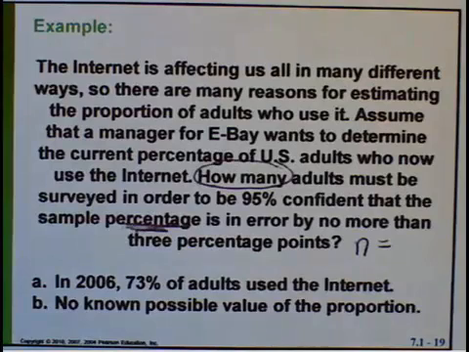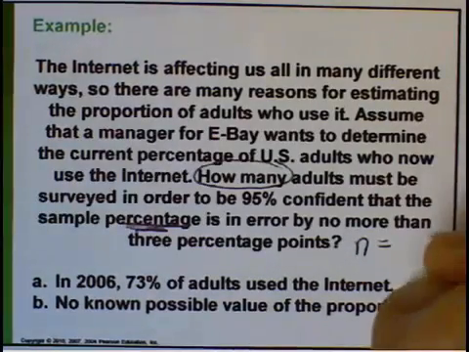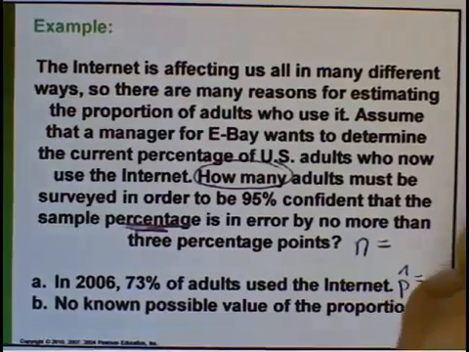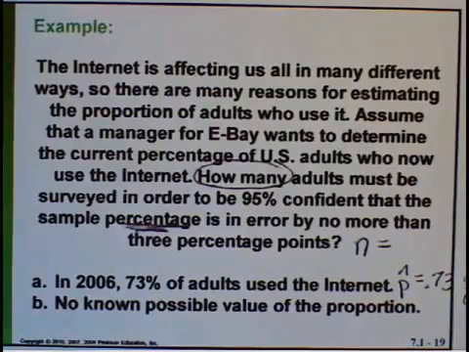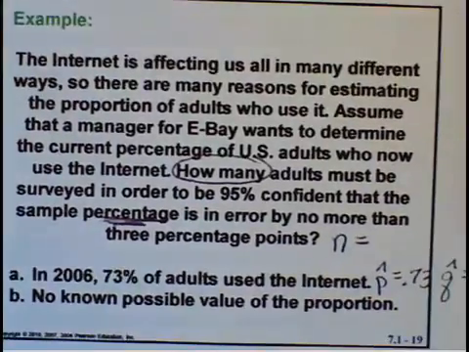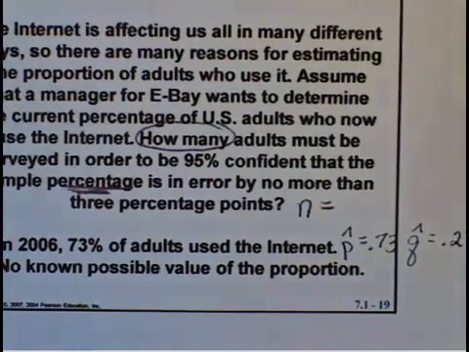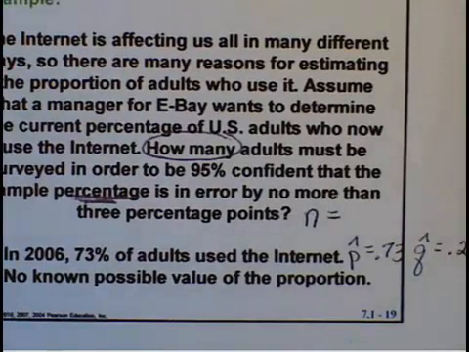The A part says in 2006, 73% of adults use the internet. That's our proportion from the sample. Our p hat is 0.73, which means our q hat is 0.27, 1 minus 0.73. So in the A part, we know a p hat. In the B part, it says no known possible value of the proportion. That means that I need to use the second formula for when I don't know p hat.